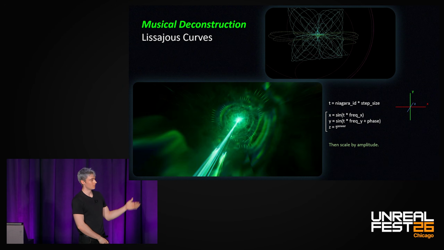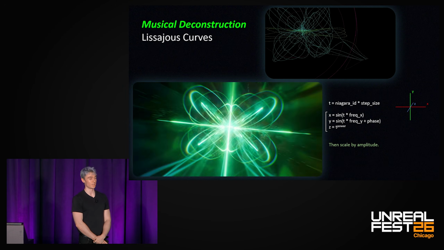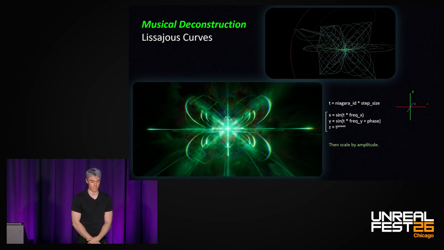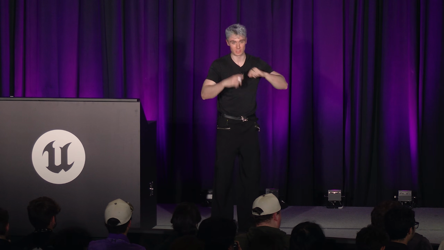So then the math here, this is a parametric equation. You might be used to seeing y as a function of x, like y equals x squared. In a lot of shader art and procedural art, and if you're writing in Unreal, we tend to use parametrics. So we have all of our dimensions x, y, and z expressed as a function of t. In this case, t you can think of as our Niagara ID multiplied by a step size. So if I shrink that step size, I have way more detail in my curve.